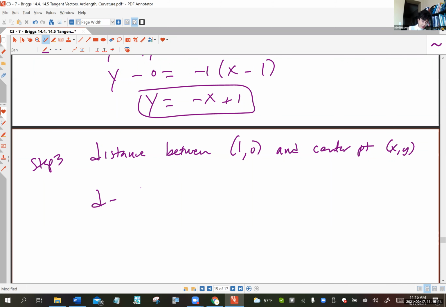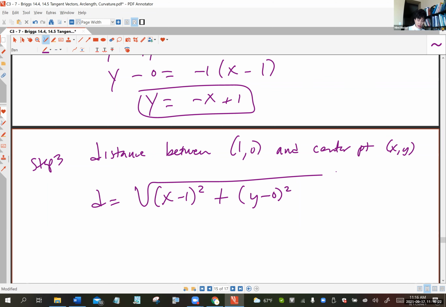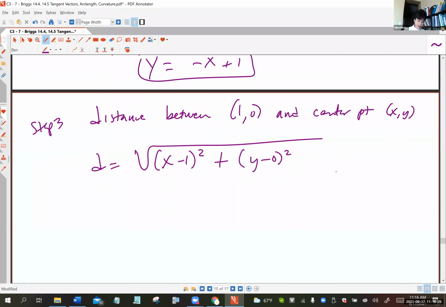So you go distance equals, and you learn in algebra, the square root of the sum of the squares of the differences of the coordinates, okay? Now this has to equal 2√2, because that was the radius of our osculating circle. And this y basically lives on our perpendicular line. So that means y can be replaced with -x plus 1.